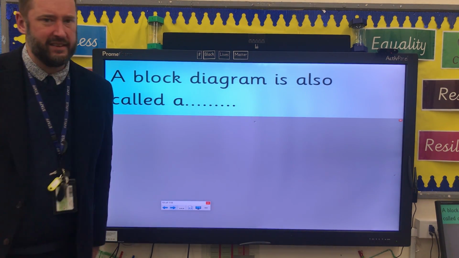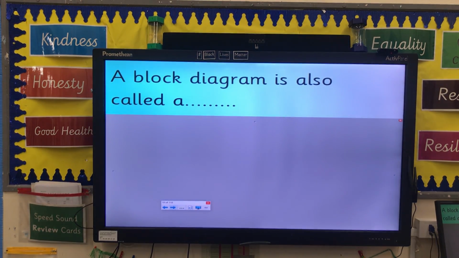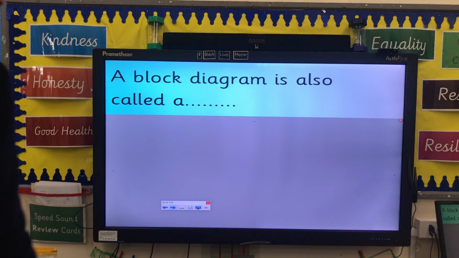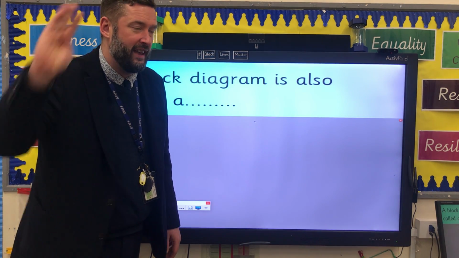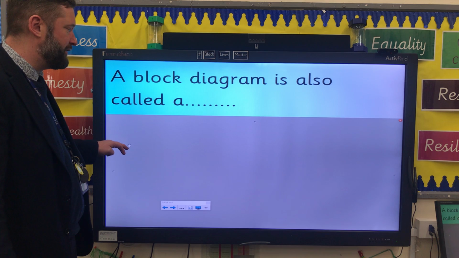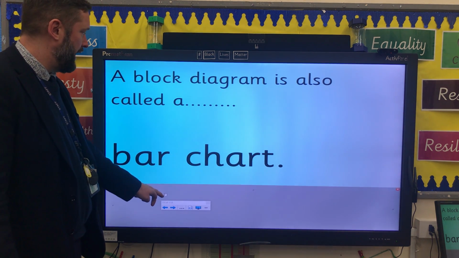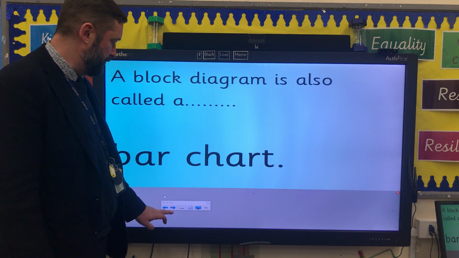Right, a block diagram is also called, what is a block diagram also called? After 3 you can shout out. 1, 2, 3. That's it. I hope you remembered. I've told you twice now. A block diagram is also called a bar chart.